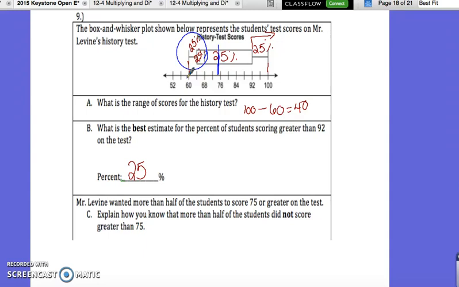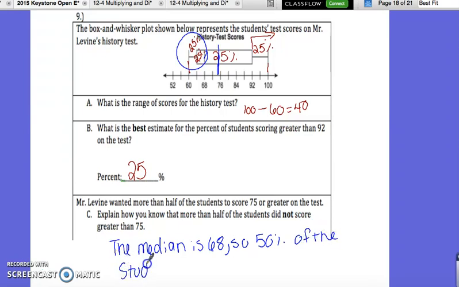So I just wrote the median is 68. So 50% of the students scored below 68%.